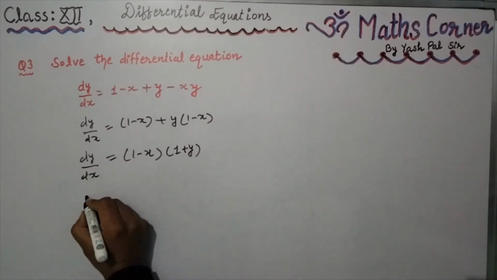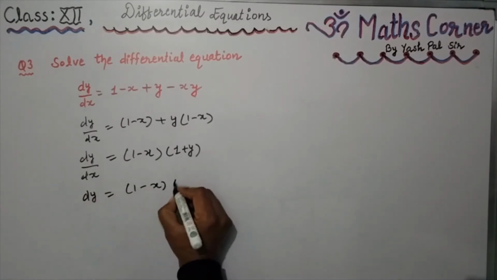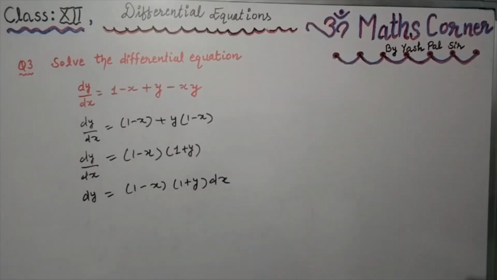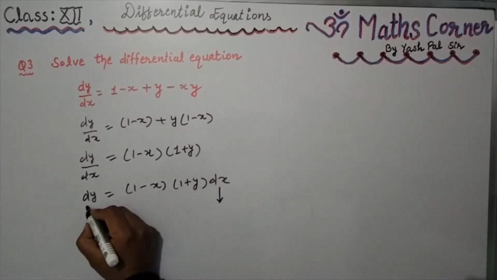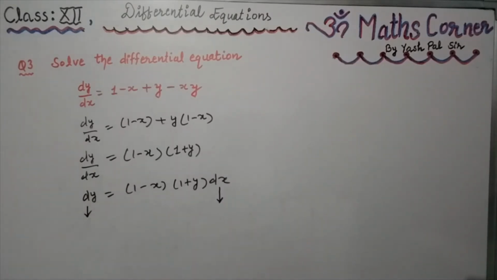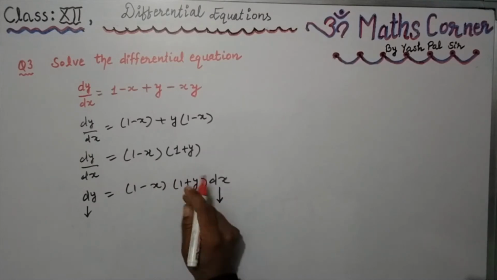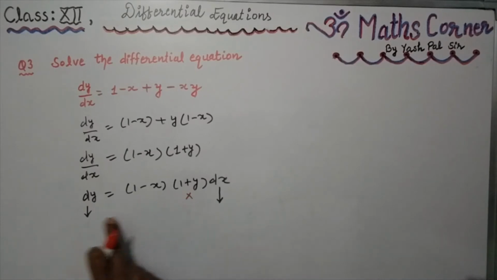Now dx will come here, so dy is equal to 1 minus x into 1 plus y into dx. Again, with dx we require only x terms, and with dy only y terms. We follow the separating the variables method to solve this differential equation. That is to say, with dx this is okay, but 1 plus y is to be removed.